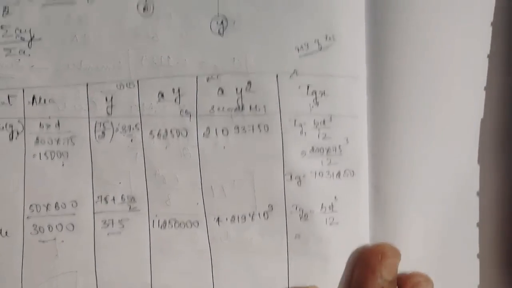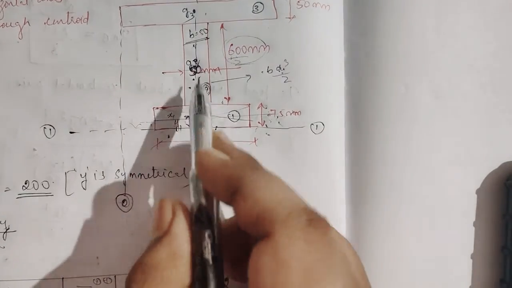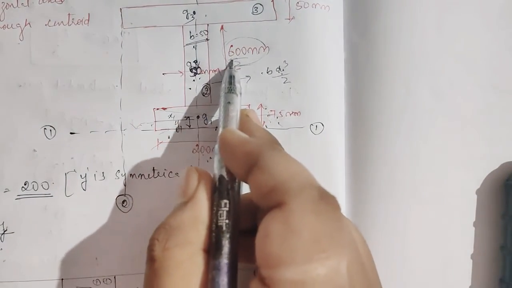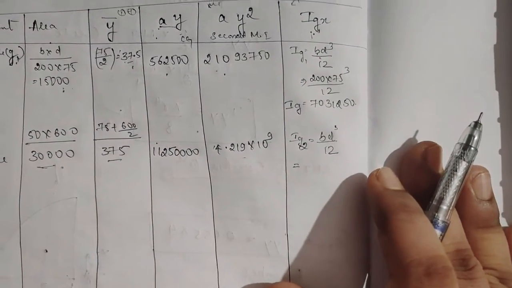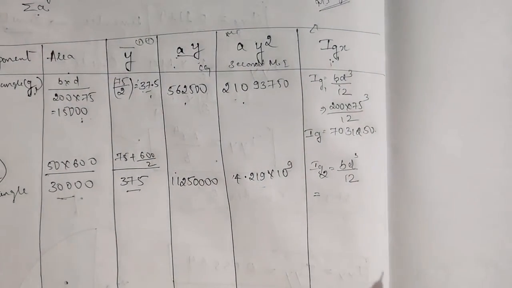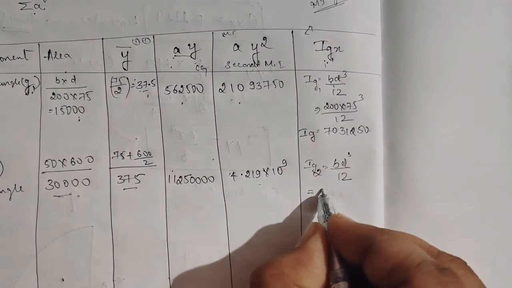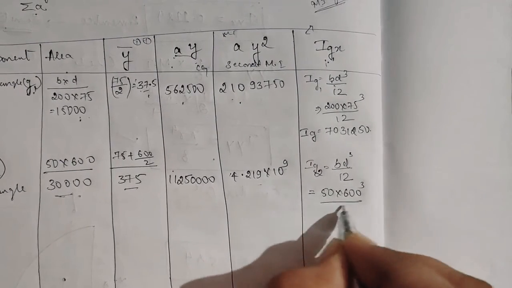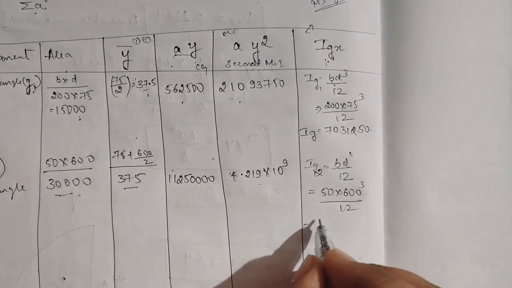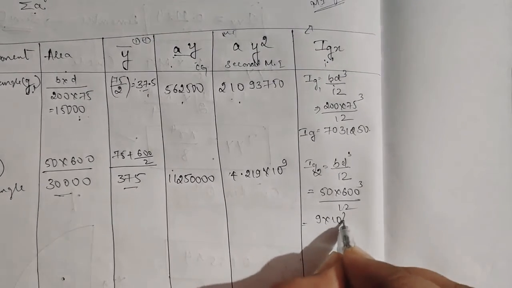Just now, whatever breadth is there, you put the breadth as 50, D as 600. When they ask about the y axis, then it will change; till now it will not change. So 50 is the B, 600 cube divided by 12, so it will be around 9 into 10 power 8.